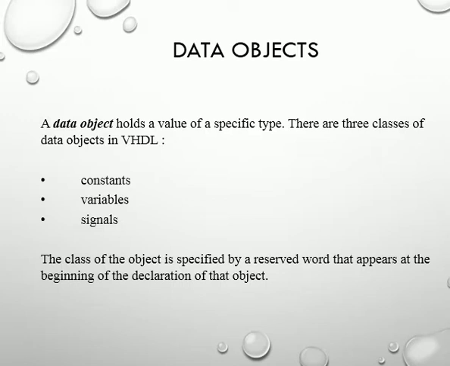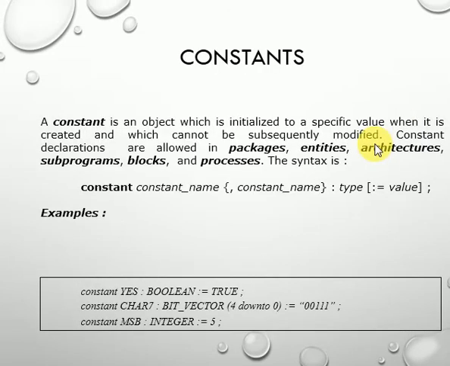So these are the data objects that we are using. These are the different classes. Now we are going to see in detail what these classes are. First of all, we'll see the constant type of data object.